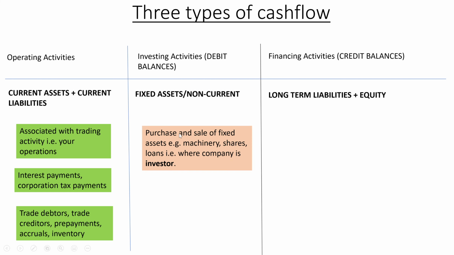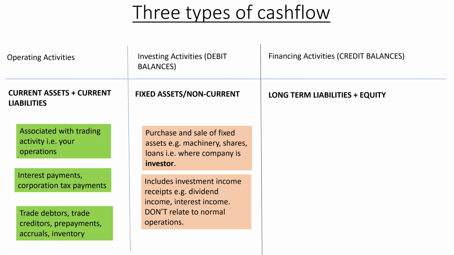Investing activities are to do with purchase. So we said it's to do with fixed assets. It's where the company is the investor. So purchasing and selling fixed assets is an example, like machinery or shares or loans.